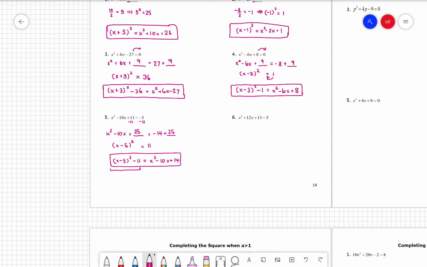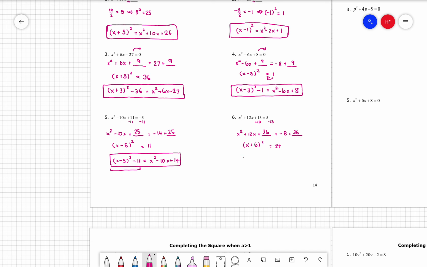Number 6, we have the same type of situation where there is a number on the right. So I'm going to move c over, and I get x squared plus 12x plus something equals negative 8 plus that same something. 12 divided by 2 is 6, so x plus 6 squared. 6 squared is 36. On the right side we have negative 8 plus 36, which is a positive 24.